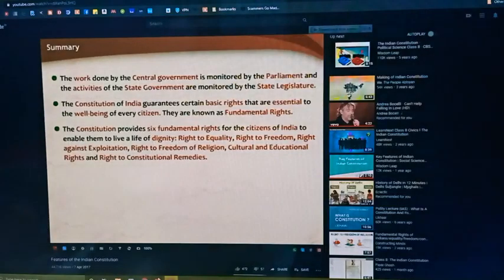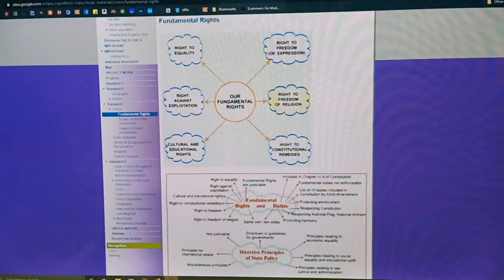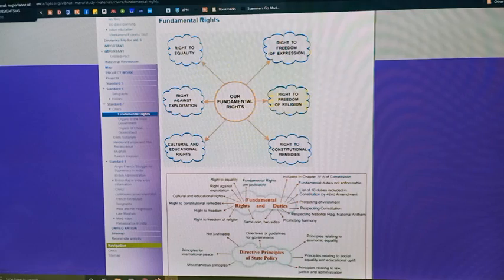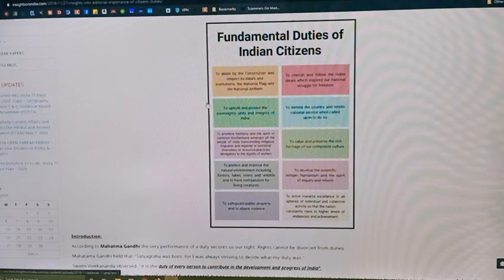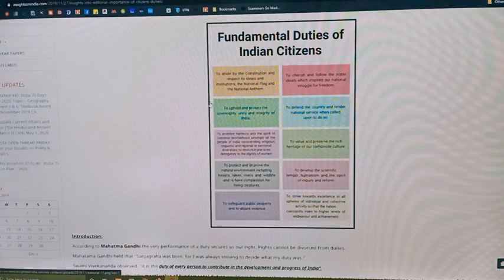So this was fundamental rights for you. So there are a number of fundamental rights. With rights, certain responsibility is also there. Okay, you have all the rights, but in return you have to be responsible, and that is duty.